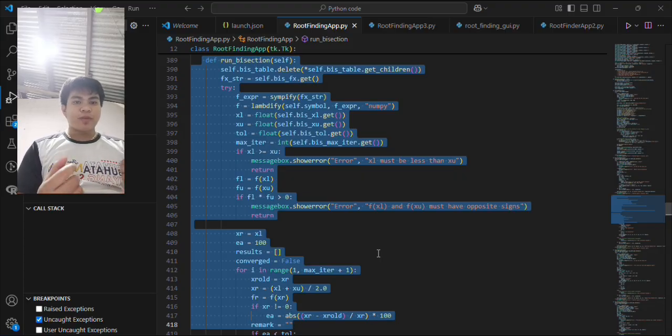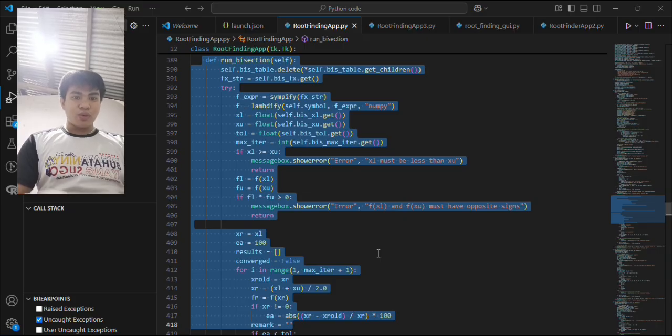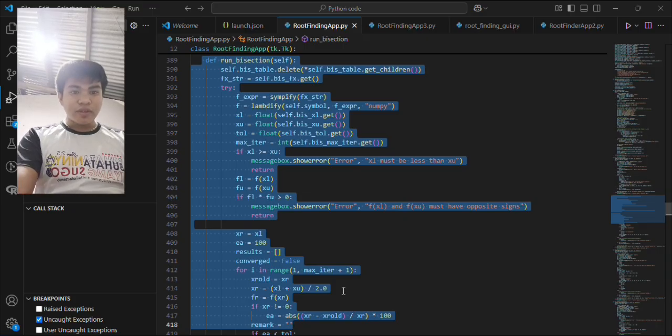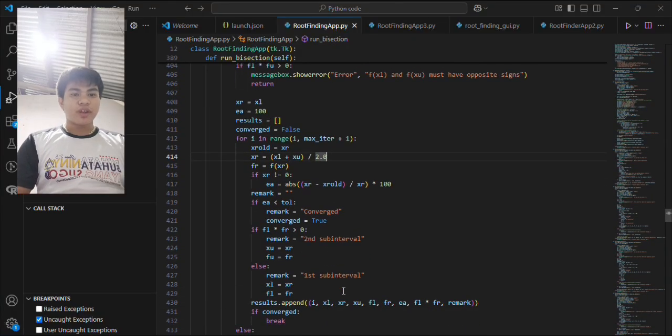Step 1. Input parsing. Get the function and interval xl and xu. Validate that f of xl multiplied by f of xu is less than 0. Step 2. Main loop. Calculate the midpoint xr equals xl plus xu over 2 and evaluate f of xr, compute error.